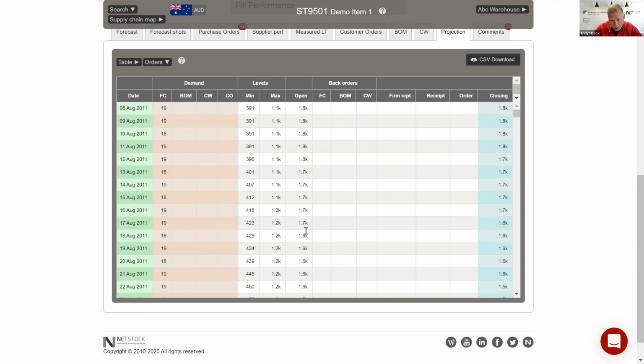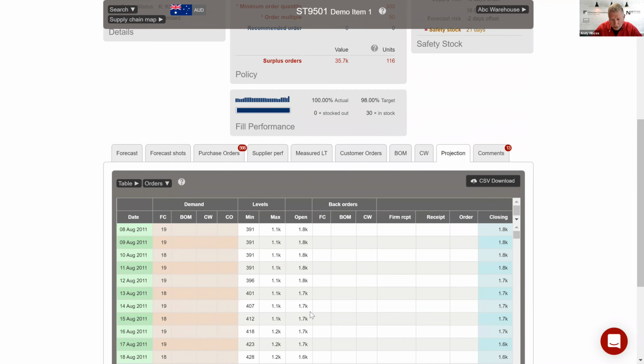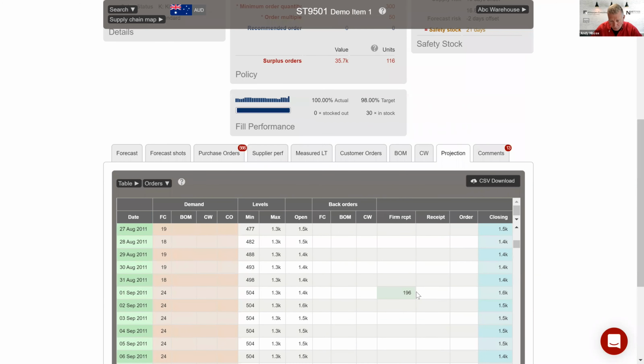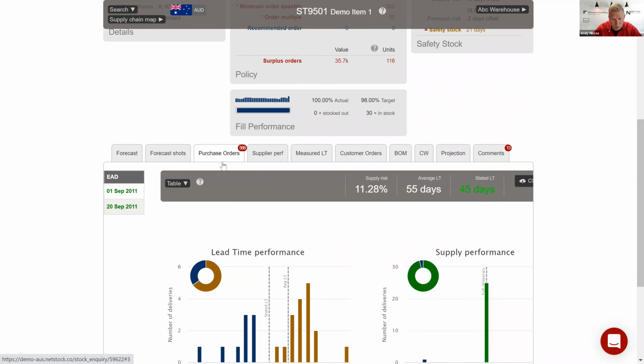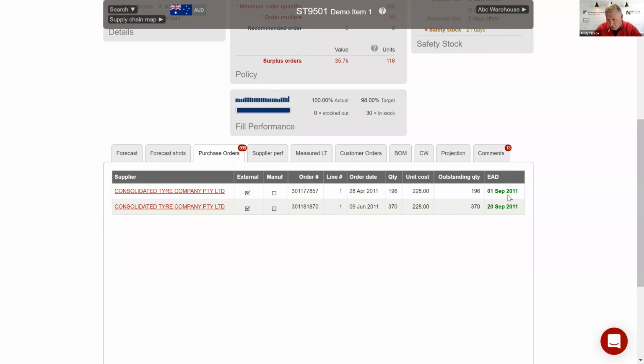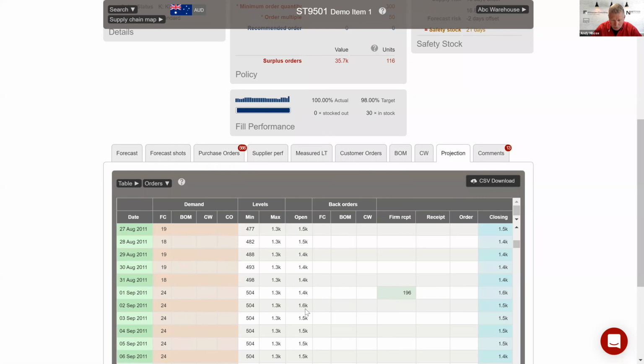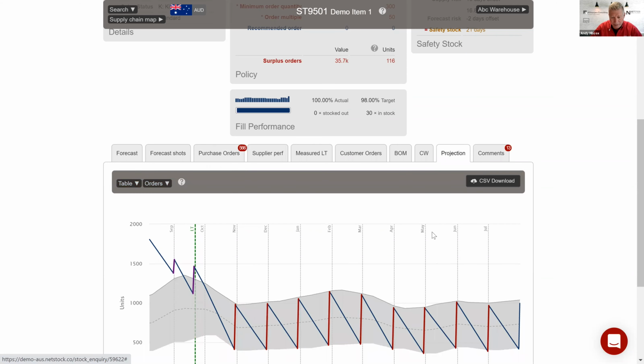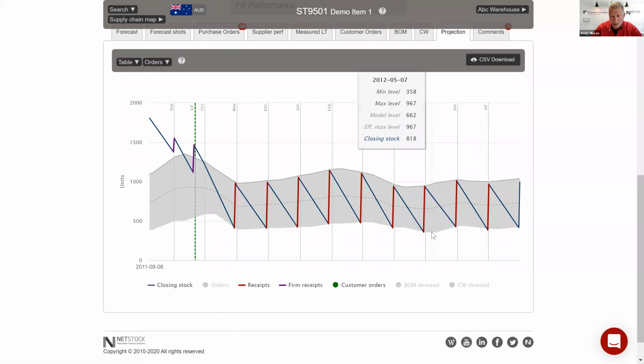It also simulates the predicted opening stock, taking into account anything we have on order. So we have a purchase order here arriving on the 1st of September for 196. When that 196 arrives, it's going to increase my inventory and so on into the future. So now it simulates that picture, and now we can see what the little ideal profile actually shows us.